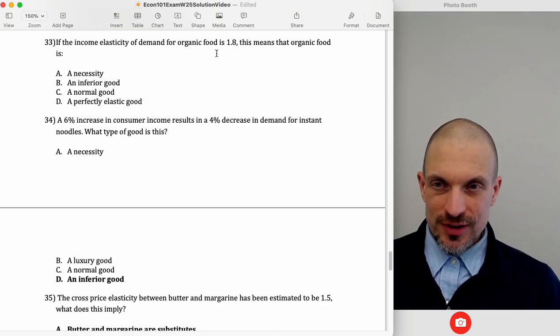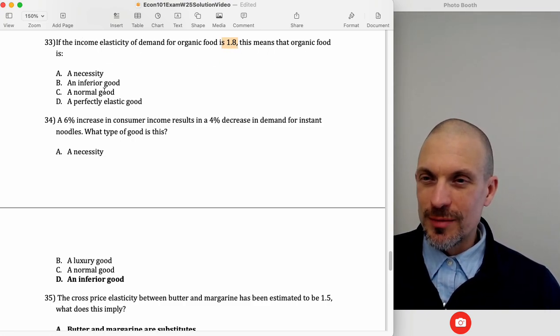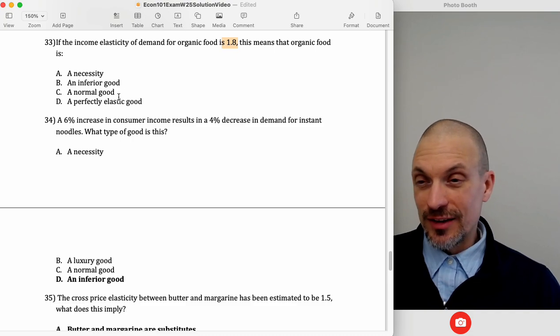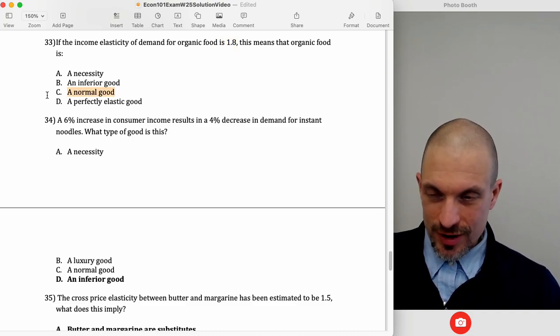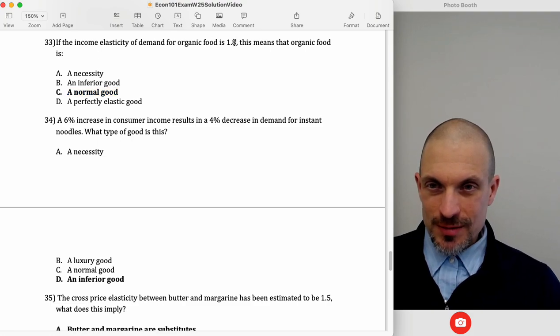If income elasticity for organic food is 1.8, that's elastic. This means organic food is income elastic. So the correct answer is C, a normal good. Income elasticity being positive tells us it's a normal good.